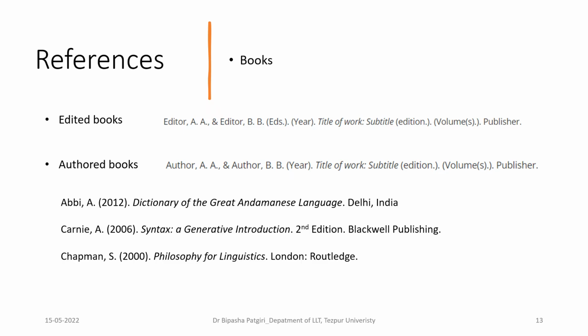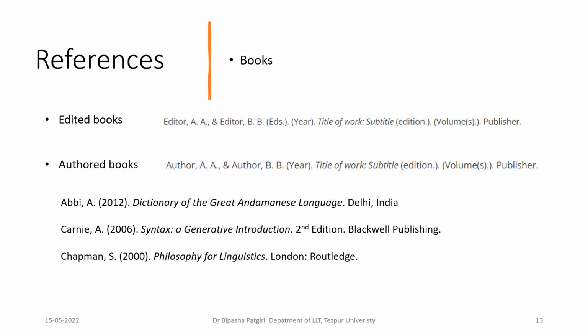Some examples are here. A B.A., 2012, Dictionary of the Great Andamanese Language, published from Delhi. I didn't mention the publisher's name because that was unavailable in the entry where I got it from. And Radford's book, published in 2006, Syntax: A Minimalist Introduction, mentions the edition, second edition. So I'm reading the second edition there.